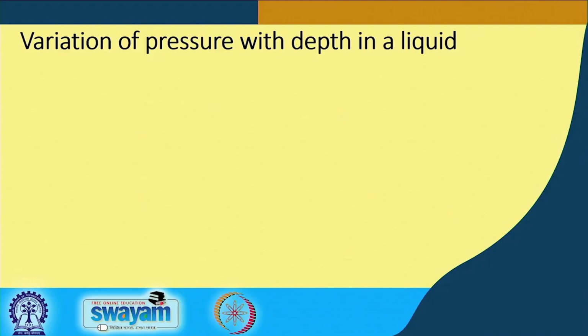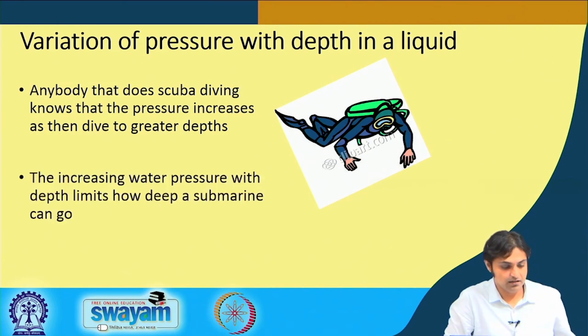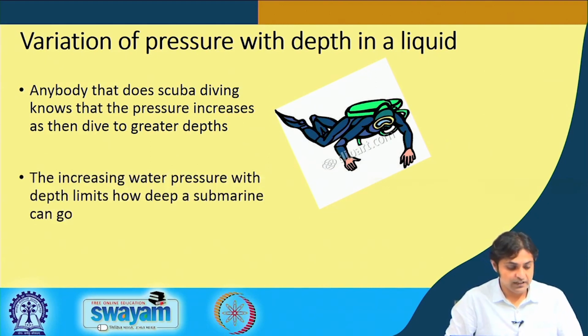one of the most important questions is the variation of pressure with depth in a liquid. How does the pressure vary? To give you a real feel, has any one of you done scuba diving? You will observe that the pressure increases as you go down. Compared to the upper surface, at lower depths the pressure will increase. The increasing water pressure with depth limits how deep a submarine can go. These are 2 classical examples of the variation of pressure with depth in a liquid.